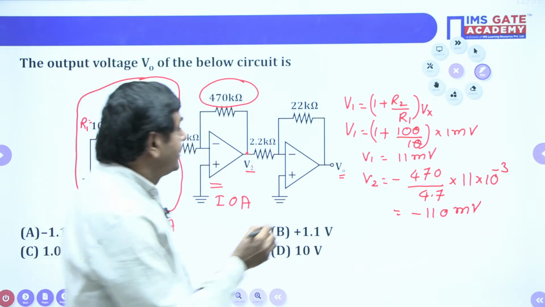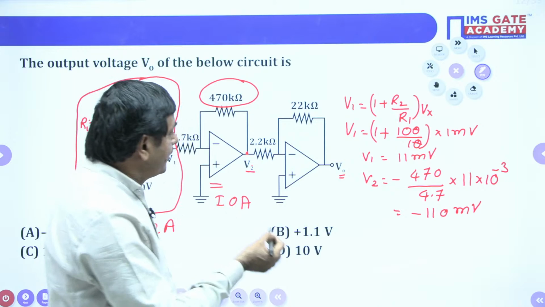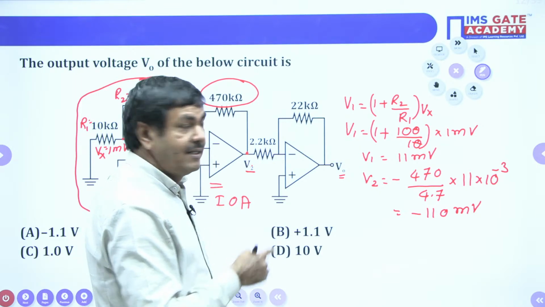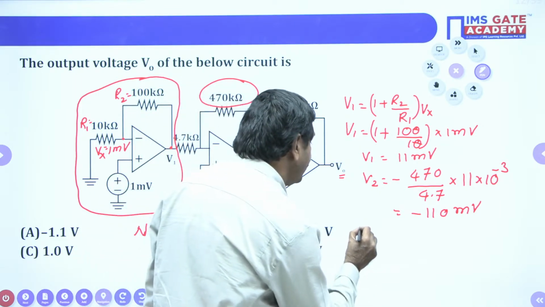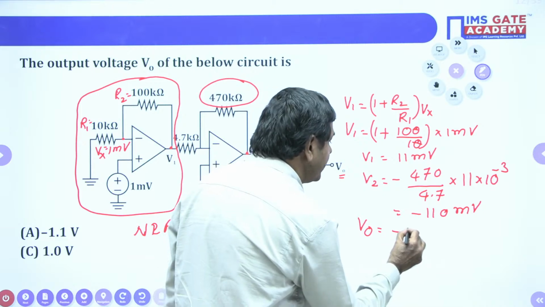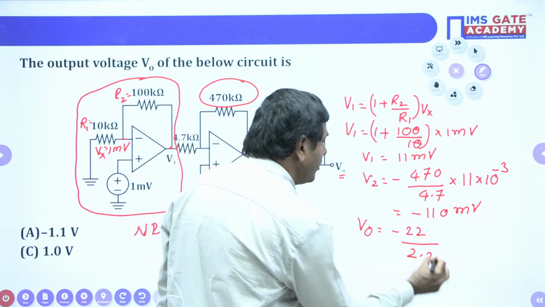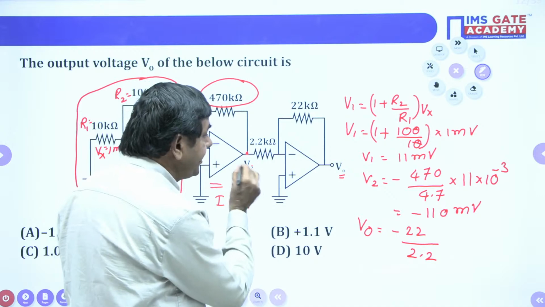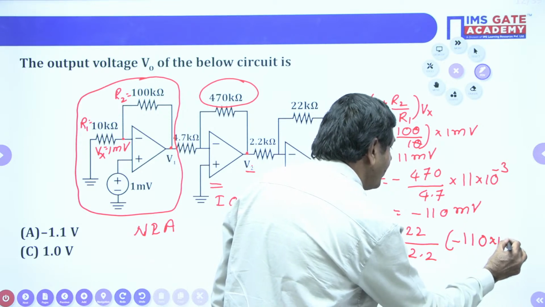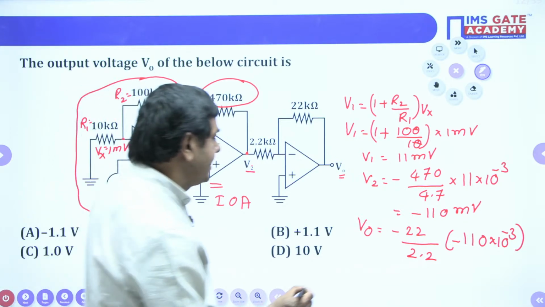And next, I can get V0 by using V2 only. But again, we got one more operational amplifier, an inverting operational amplifier again. How do we get the V0 value from this onwards? V0 is nothing but minus 22 by 2.2, both are kilo, so kilo cancels, multiplied by V2. V2 is minus 110 into 10 power minus 3. 22 by 2.2 means 10 times, so we can cancel.